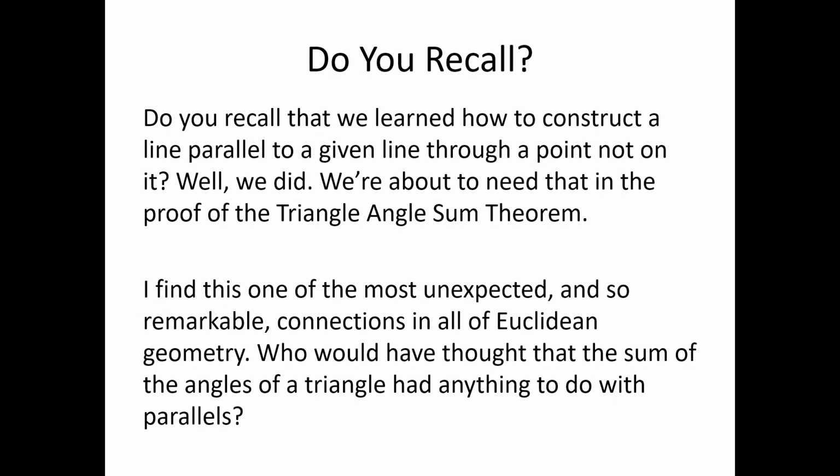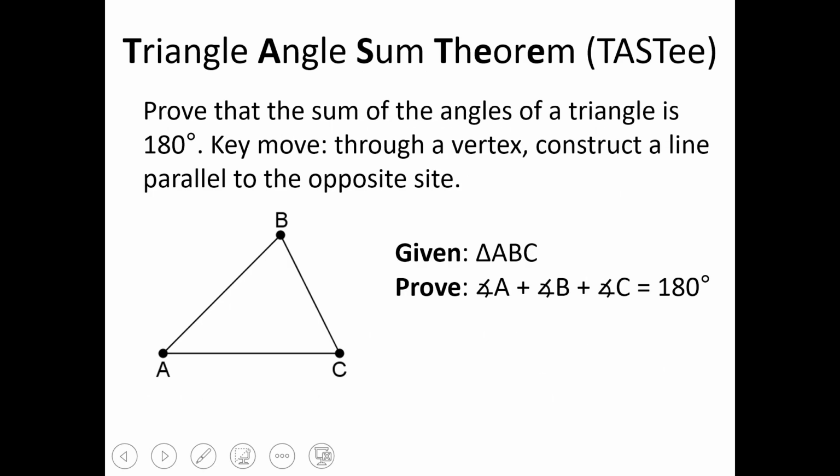Anyway, let me show you how it is that parallels are relevant to this, and parallels make this possible. As a matter of fact, if you don't have parallels in the behavior that we have seen in Euclidean geometry, you can't even prove this. So we're given a triangle. The triangle in this case is triangle ABC, and we wish to prove that the sum of its angles A, B, and C is 180 degrees.